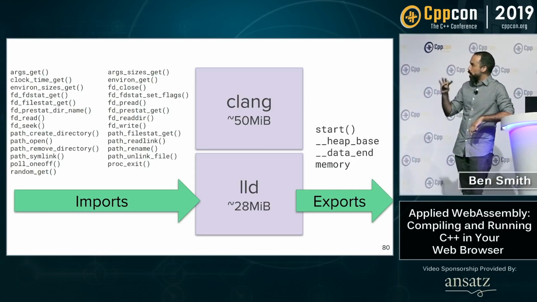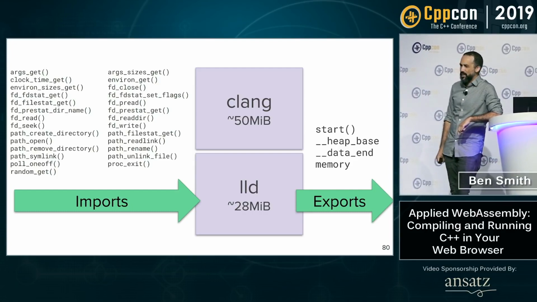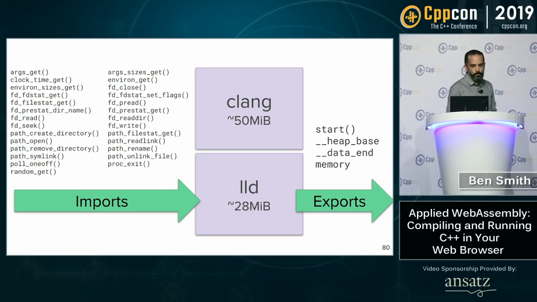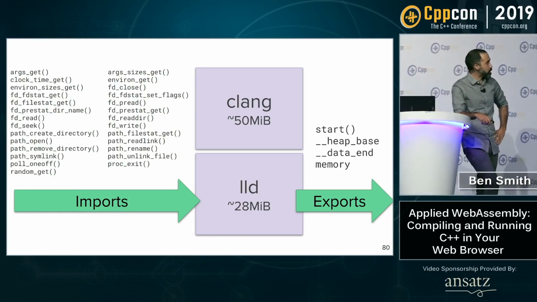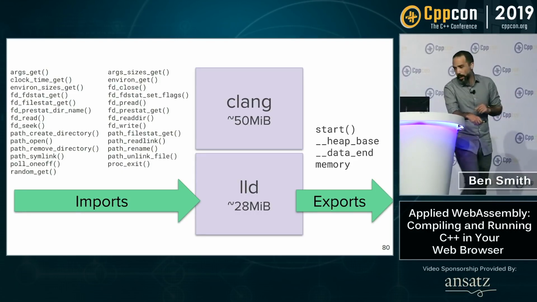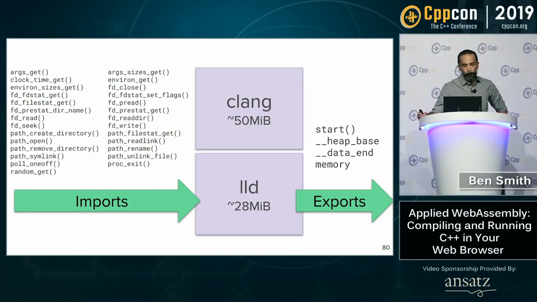A Clang binary that was about 50 megabytes. I think that could actually be shrunk down. Currently, the one I have is about 35 megabytes after I ran an optimizer on it. I think that could probably be smaller than that, though. And then LLD is also 28 megabytes. And so you can see, because we're using WASI, it's not even using all of those 45 functions. It's only using about 25 of them.